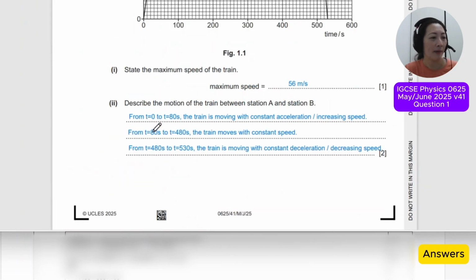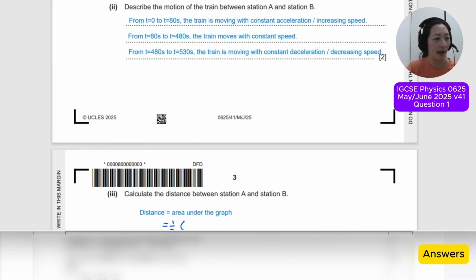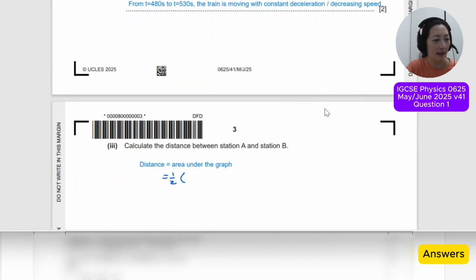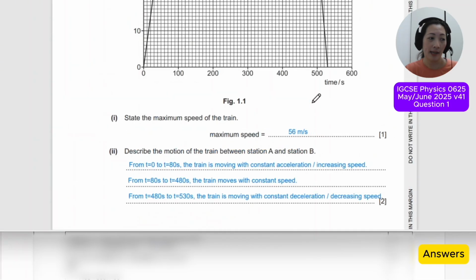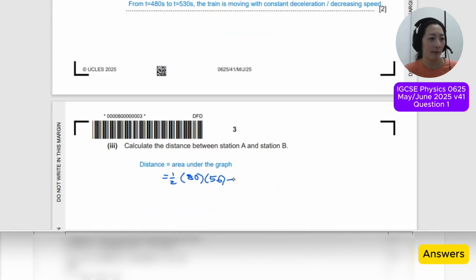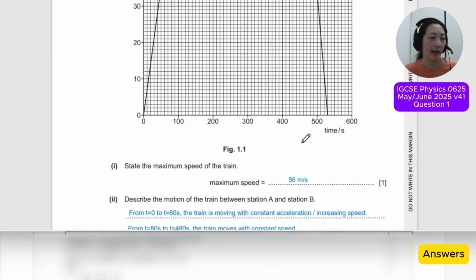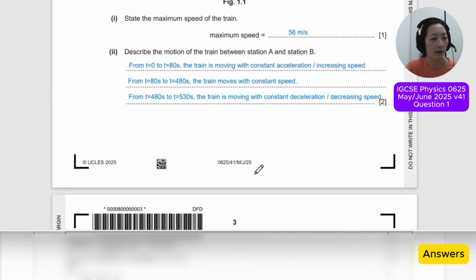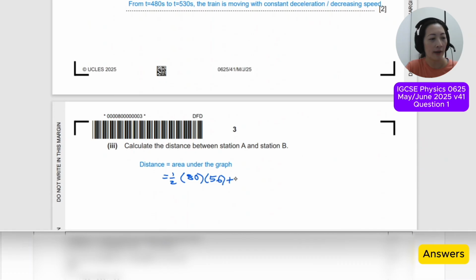The first time segment is from 0 to 80. So I'm going to write 80, and the speed, of course, is 56, as we've already determined from A1. For the second segment, where it's constant speed, the time is between 80 to 480. So we're going to write here 480 minus 80. Because it's a rectangle, we just need to multiply the length and width. So that means, in this case, times 56.